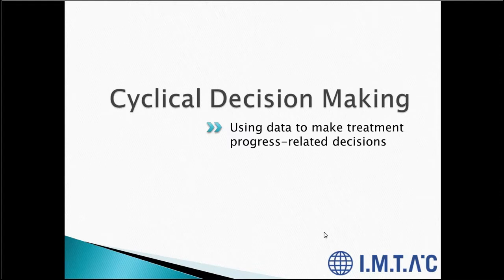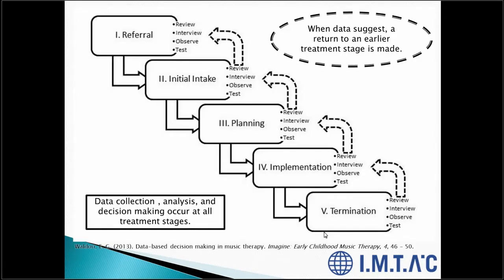Another characteristic of a database decision-making model is this idea of cyclical decision-making. And this is based on a kind of positive feedback loop, where, as you can see, if we start with referral up here at the top, if you're collecting data through reviewing, interviewing, observing, and testing, then that may suggest moving on to the first stage of intake. And so the data is always driving the process forward. Again, reviewing, interviewing, observing, and testing occur at all stages of the treatment process.